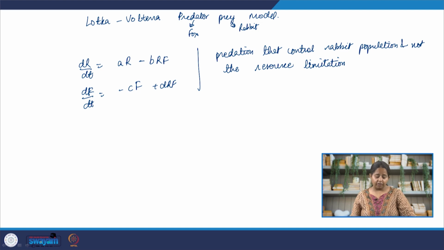So very quickly, let's go ahead and non-dimensionalize this system. Let us look at the units first. On the left hand side, the unit is number by time, and on the right hand side, it also should be number by time.